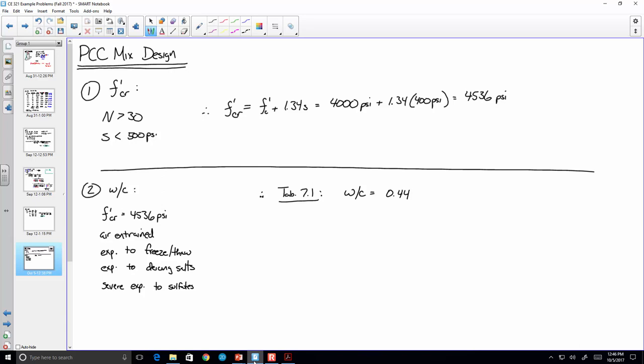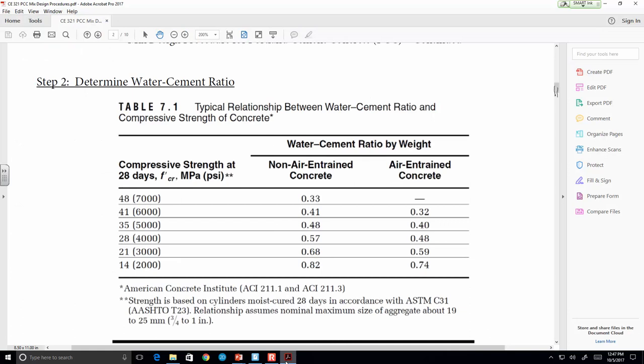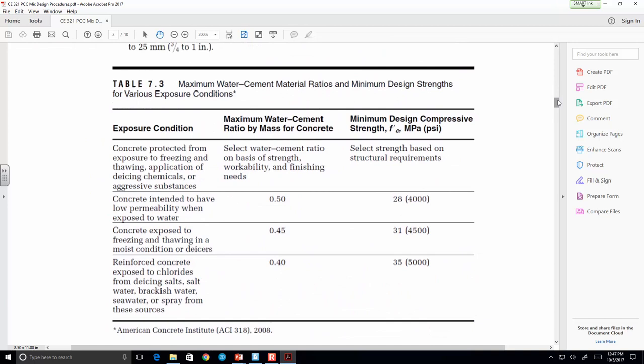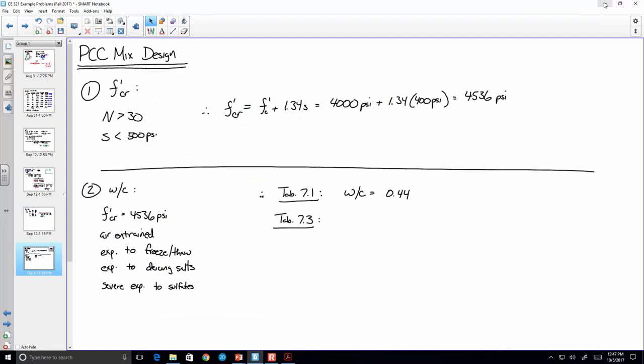Now, let's look at the next table, table 7.3. Based on this table, you tell me, what is the water cement ratio that is being specified in table 7.3? 0.45. We're talking about concrete exposed to freeze-thaw and moist conditions with de-icers. Now, this 0.45, what is that? Minimum, maximum, okay? So I'm going to say that according to Table 7.3, our maximum water-cement ratio is 0.45, okay? Everybody okay with that?